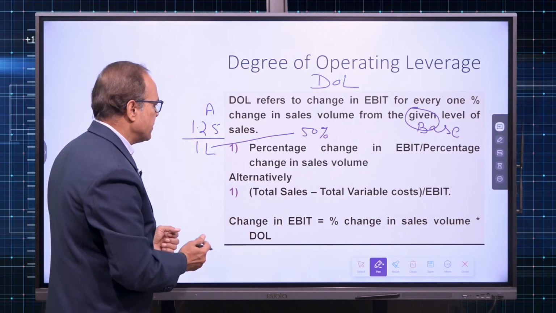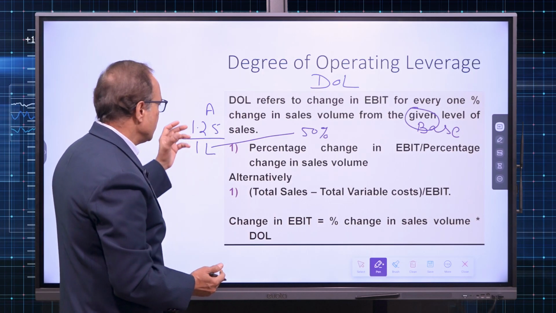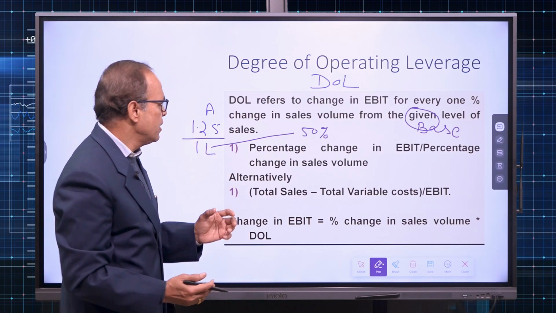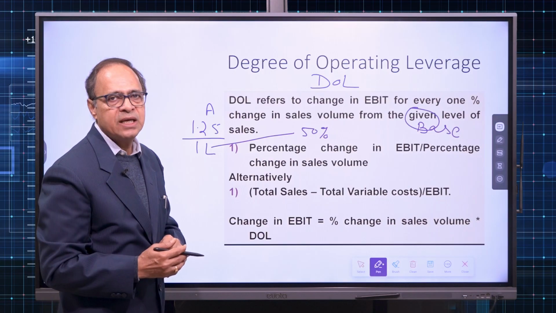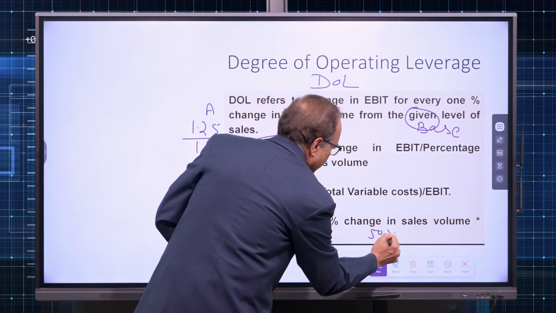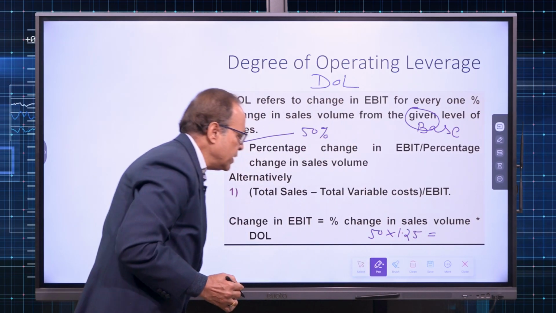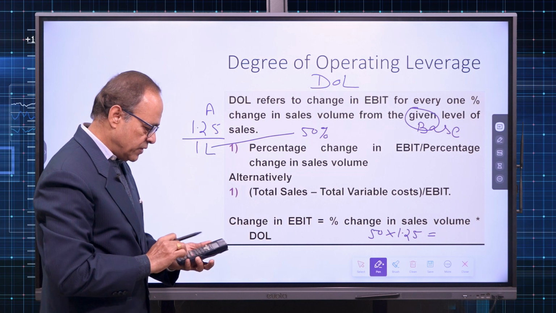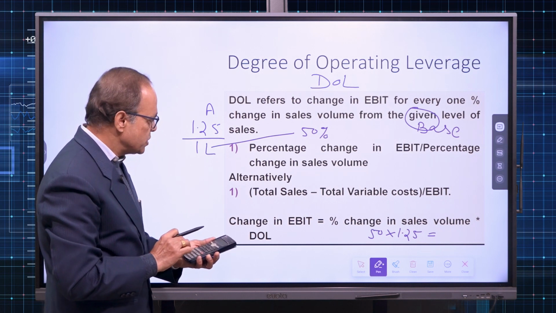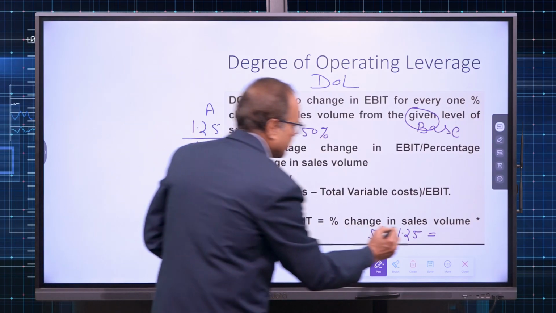So, a simple concept. I will explain the formula also, but if you know the degree of operating leverage, you know by how much your operating profit will increase. So the percentage increase in sales is 50, and your degree of operating leverage is 1.25. So 50 times 1.25 gives you 62.5%, I hope. 62.5%.